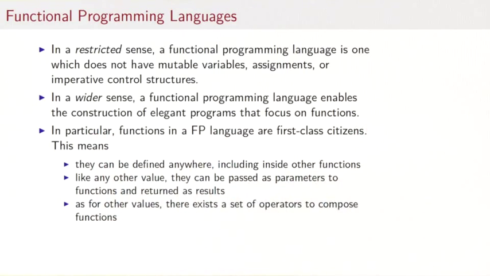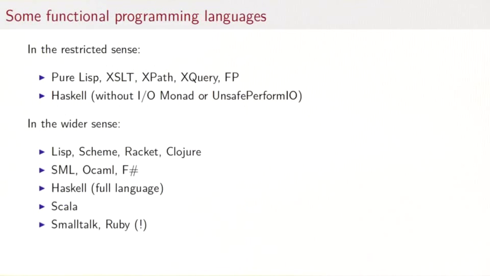In particular, functions in a functional programming language are first-class citizens. What does that mean? It means that essentially you can do with a function what you could do with any other piece of data. You can define a string anywhere, so you should be able to define a function anywhere, including inside other functions. Like any other value, you should be able to pass a function as a parameter to another function and return it as a result from a function. And as for other values, there will be a set of operators to compose functions into richer functions. So what are some functional programming languages?